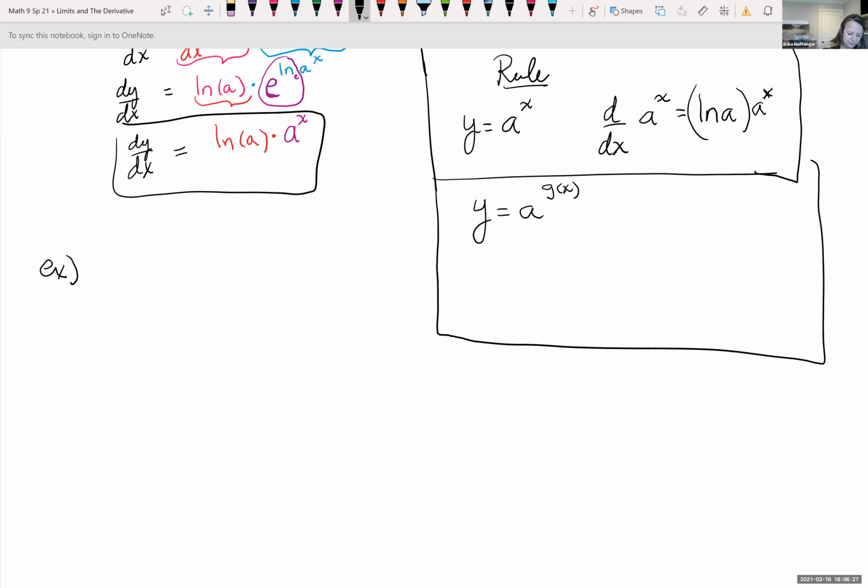So the derivative dy dx is equal to the derivative of our exponent, g prime of x, times the derivative of our original function, a to the g of x. And the derivative of the original, as we saw, was the natural log of our base, a, times the original, a to the g of x.